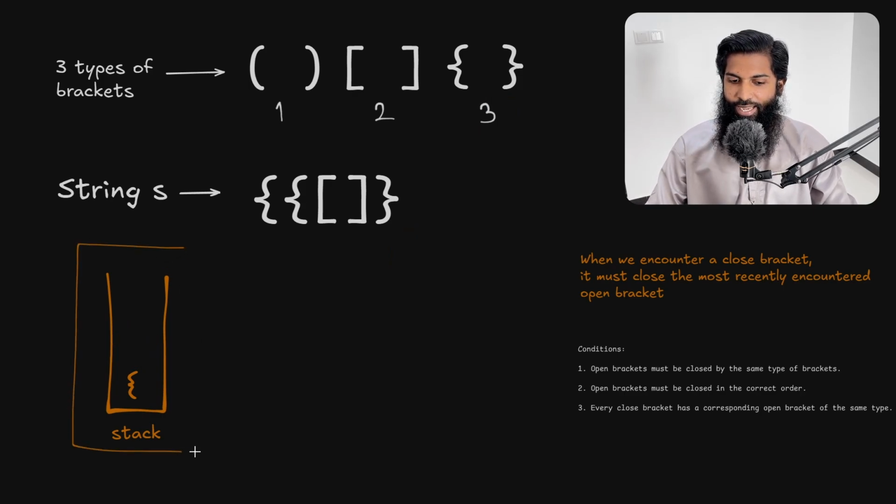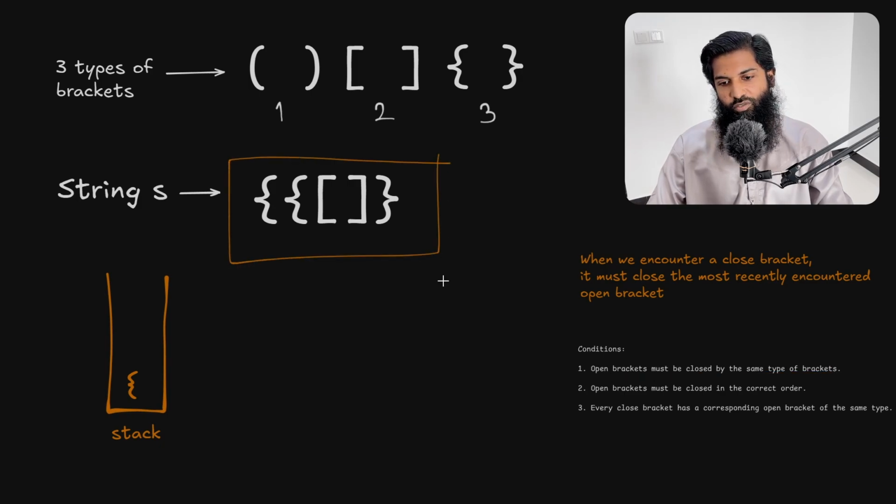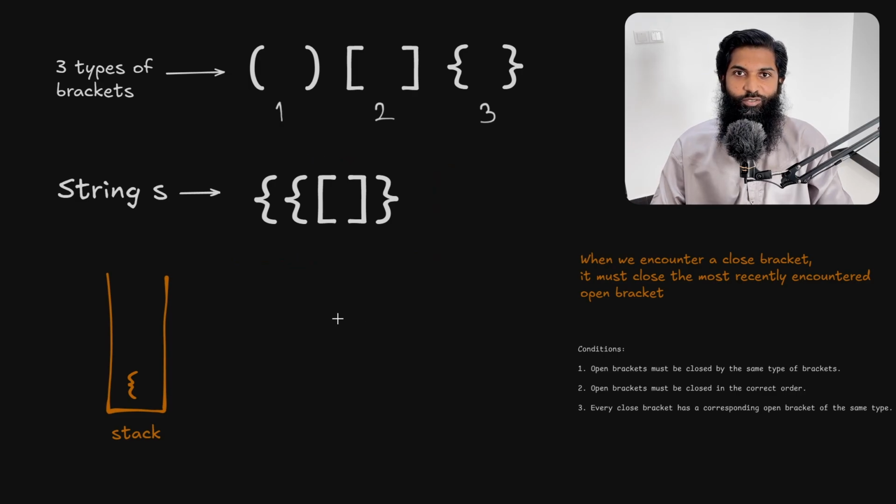However, our stack still has one open bracket left, and that denotes that the string is not valid because there is an open bracket that has not been closed, which violates condition number 1. All open brackets must be closed and by the same type of brackets. As a result, this string is not valid and we have to return false. And how do we know when to return false in this scenario? We simply check whether the stack is empty or not. If it's not empty, then we return false.